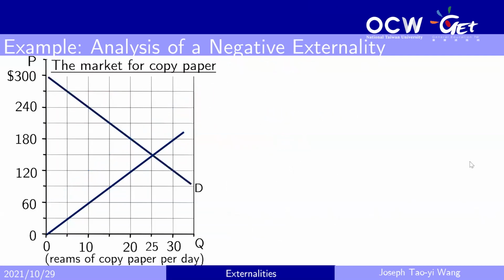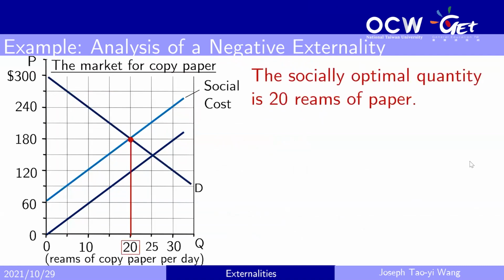So what's going to happen here? So the original equilibrium is now no longer the social optimal, because now the social cost is actually higher than what's reflected in the supply curve. So the socially optimal quantity is only 20 reams of paper per day, because that's where social benefit, which is reflected in the demand curve, equals the social cost that's reflected in the social cost curve.